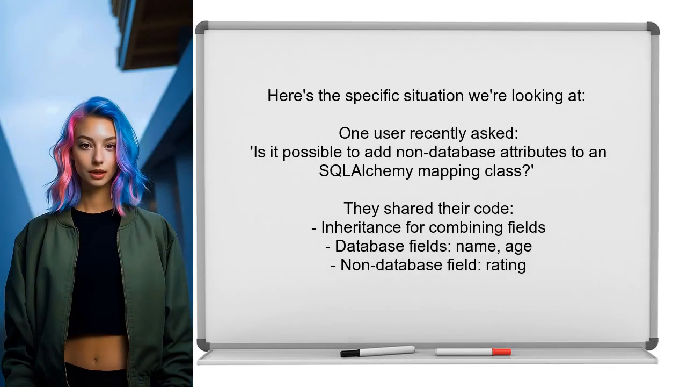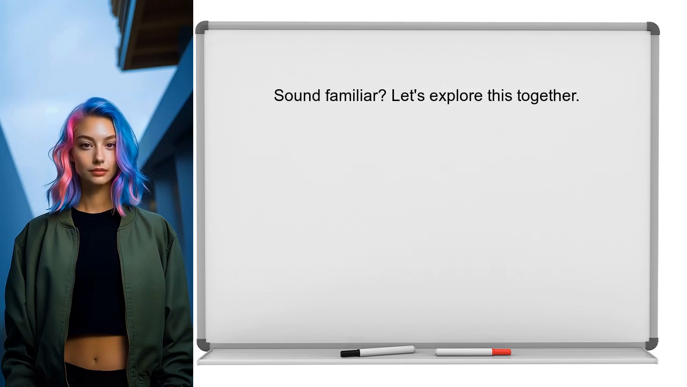Here's the specific situation we're looking at. One user recently asked, is it possible to add non-database attributes to an SQLAlchemy mapping class? They shared their code, which uses inheritance to combine database fields like name and age with a non-database field for rating. Sound familiar? Let's explore this together.